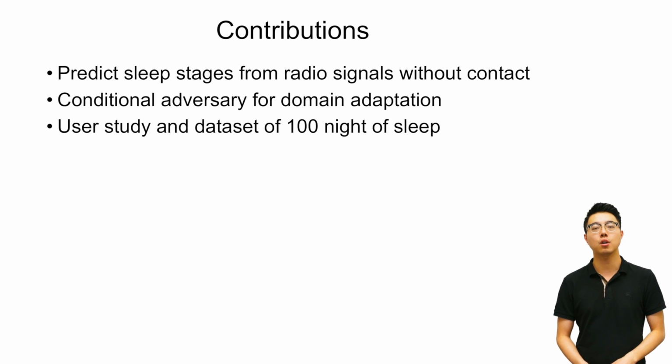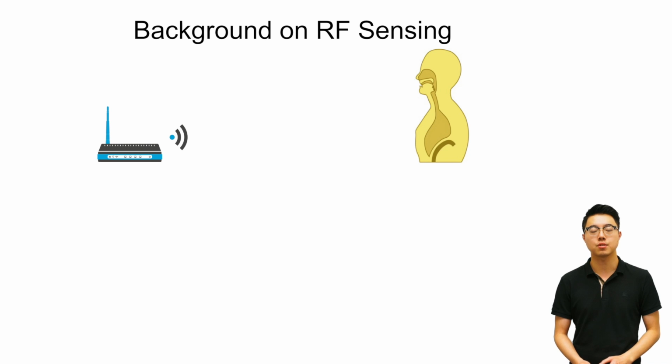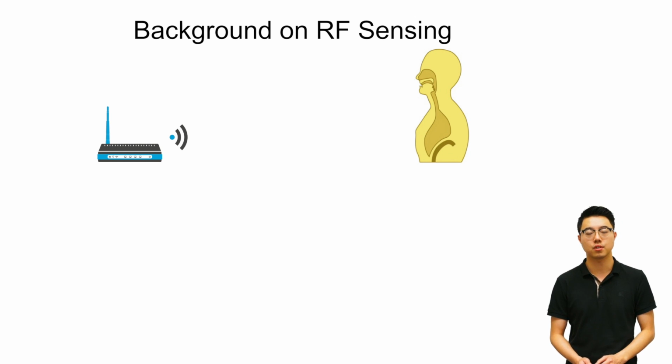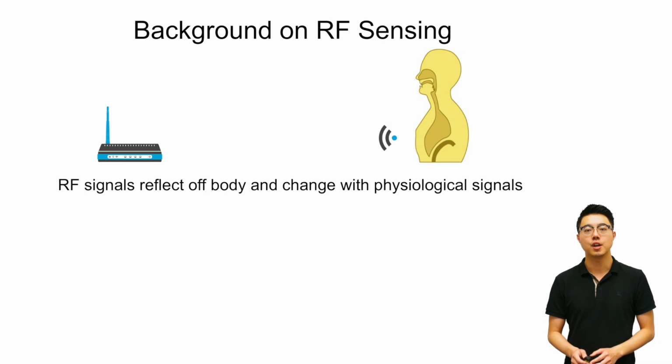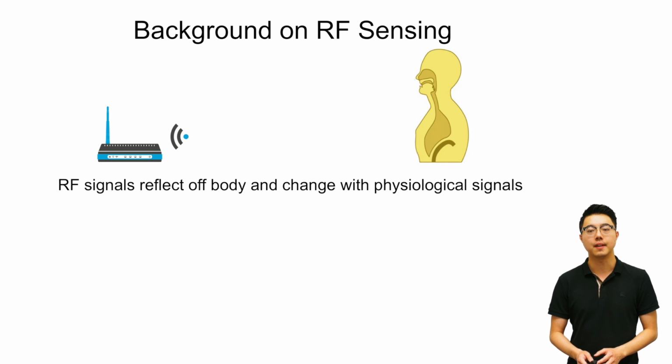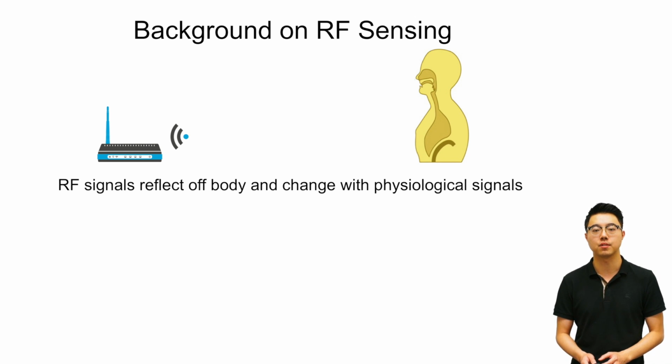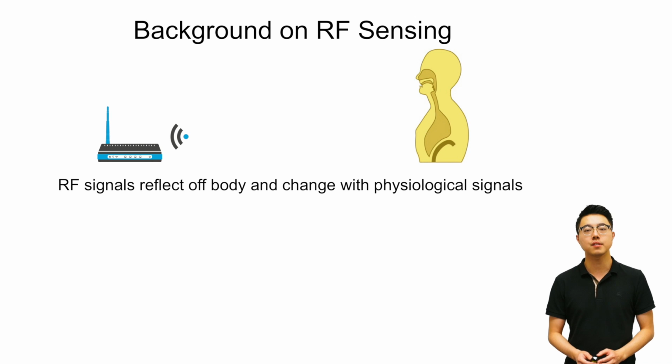Before I can tell you how the model works, I have to tell you something about wireless signal. In the past 5 years, there has been a lot of research interest in the wireless community, trying to extract physiological signals from wireless. The idea is very simple. When you transmit a wireless signal, it reflects off the person's body and changes with his breathing and heartbeats. Therefore, by analyzing those reflections, you can monitor his physiological signals.